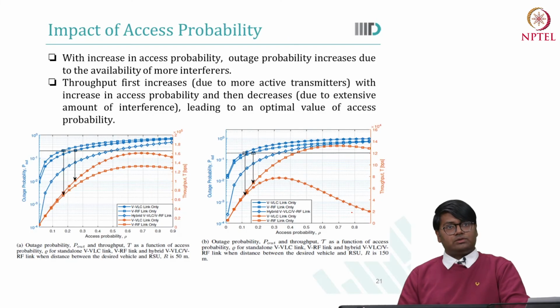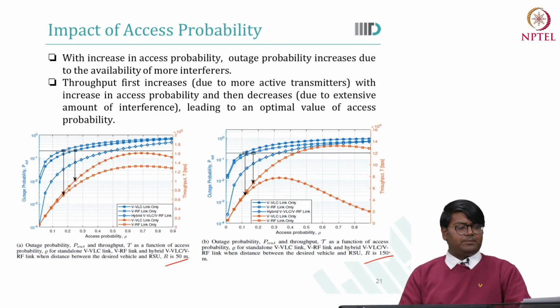Next, one can also plot the outage probability as a function of access probability for two different distances between the transmitter and the receiver. So we have typically shown the impact of varying the access probability on the outage performance for different network configurations. We have shown the results for different distances, when my R is 50 meters and when my R is 150 meters.